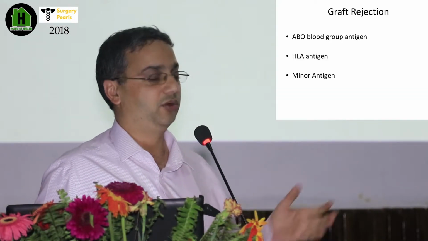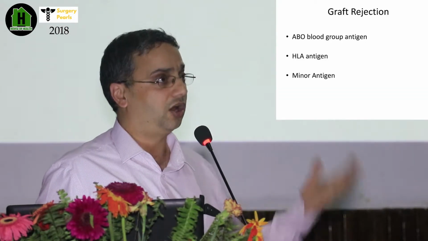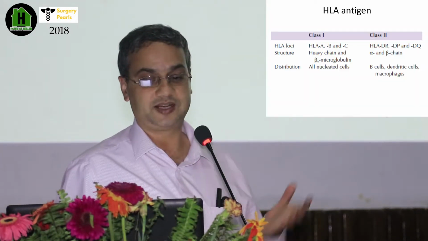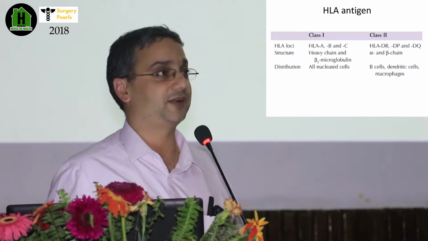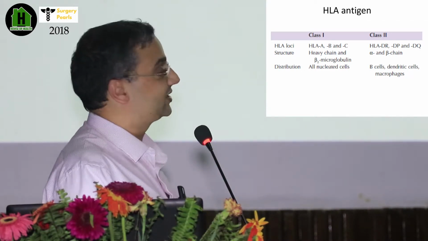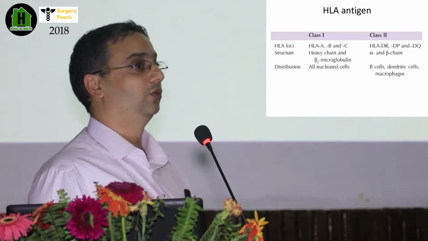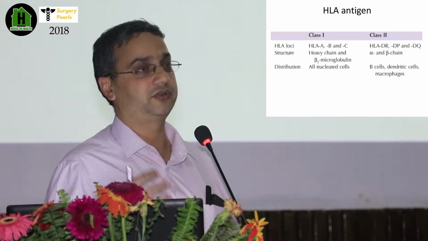We all know that if you go by Bailey and Love, they describe this rejection process very nicely. So what are the antigens, immune antigens, HLA, all the minor antigens. You also know about HLA class 1 and class 2 antigens, which are very specific for organ transplantation. And these slides must be followed when you are asked about the rejection process.